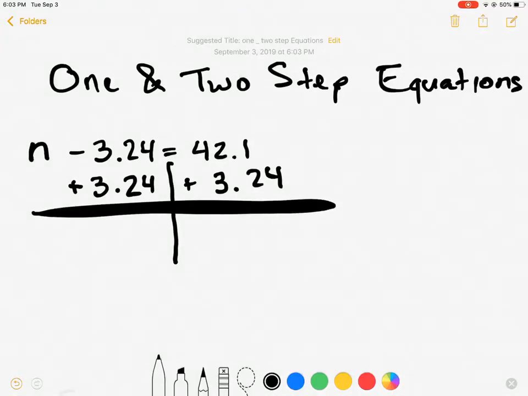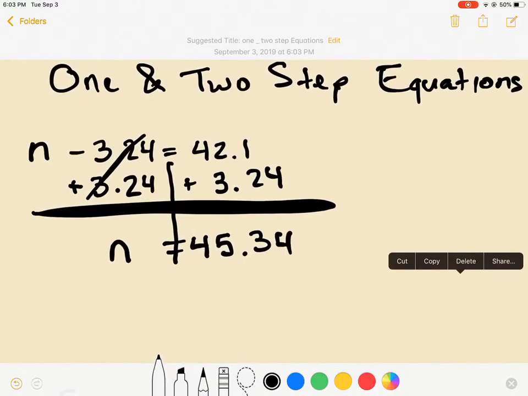When you do that, that eliminates this term on the left side, and you're left with just your variable 1n on the left side of the equation. On the right side, now you just add those two values together, and that should give you 45.34 as your solution. So we're using the inverse there just by adding that constant term to both sides, and it allows you to solve your equation.